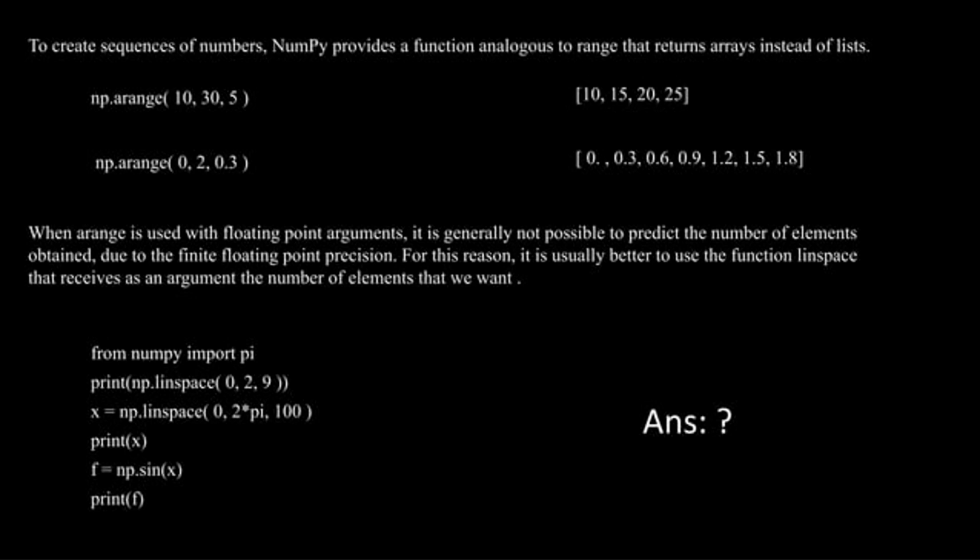Now np.arange(0, 2, 0.3). First we take 0, after that 0.3, then 0.6, 0.9, 1.2, 1.5, 1.8, but 2 needs to be excluded. We add 0.3 every time. Like in the earlier case, after 10 we add 5 until the result is less than 30, starting from 10. In this case, we start from 0.